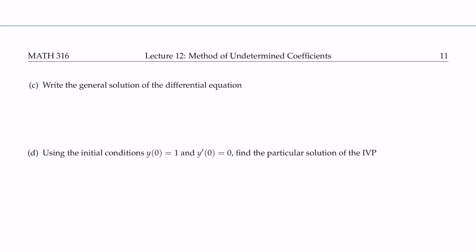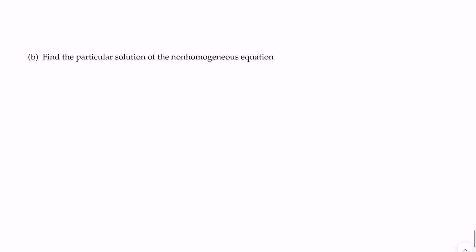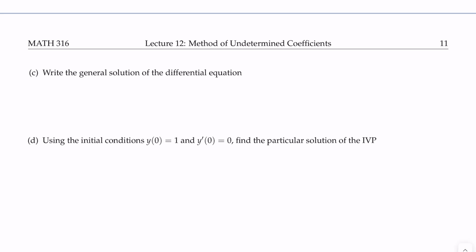So again, I want to make sure that you follow with the naming convention here. The particular solution mentioned here in part B is the particular solution for the non-homogeneous equation. And the particular solution mentioned in part D is for the initial value problem, where you find the exact value of C1 and C2 for the general solution. Okay, so let's start with that.